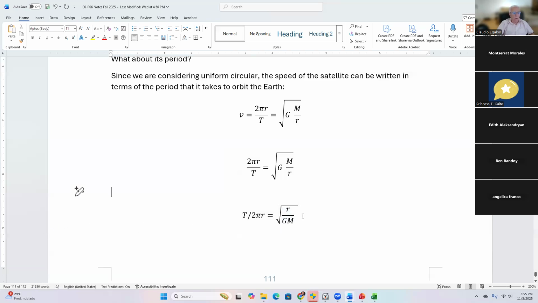And now we want to know R, right? R for T equal to 24 hours. That's what we want to know. So I'm going to emphasize here, find R for T equal to 24 hours. And then you can check with the internet if your R is correct. So let's see how we're going to do.